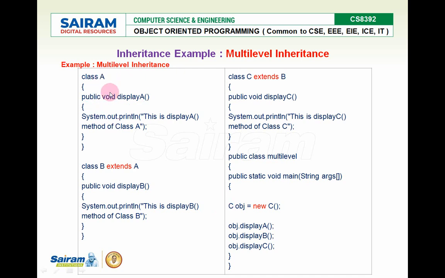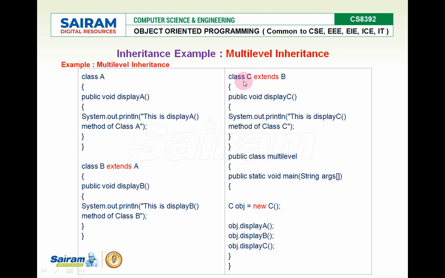Right. Class A definition. It is having one public method. Method name is display A, one SOP and display string. And class B extends A. That is, class B extends this class, which means display A is inherited to class B. So here display B is the local method of the class B.